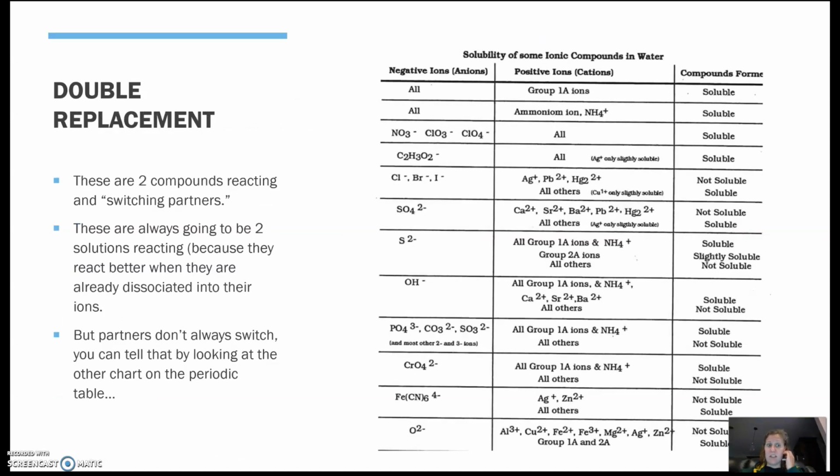So double replacement is just, they just switch partners, right? So it's all going to be two compounds. They all start as solutions, so you don't worry about the reactants. You just look at whether the products are soluble, which means there's no solid, or not soluble, which means there is a solid. So this would still be clear. These would be cloudy. We did that whole predicting precipitates lab, where we had the grid. I should show it to you, but some things stayed clear and some things were cloudy.